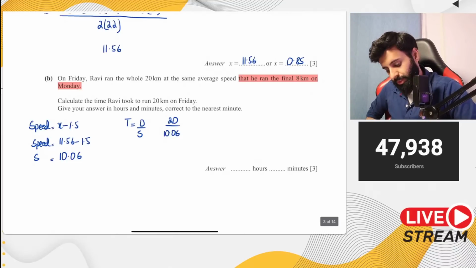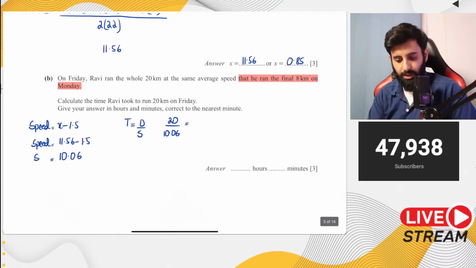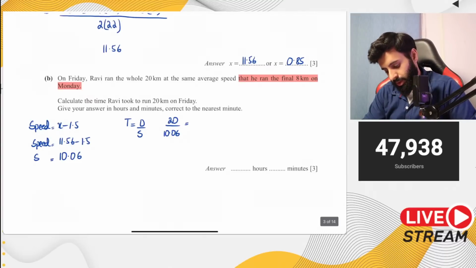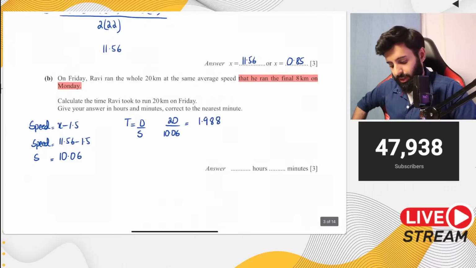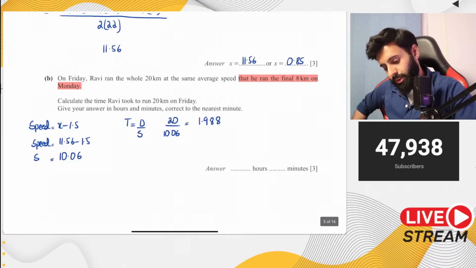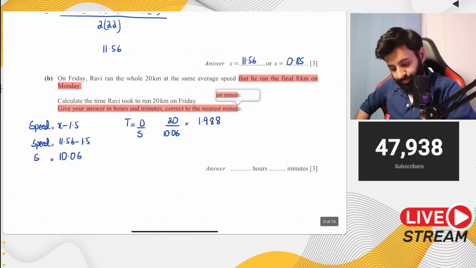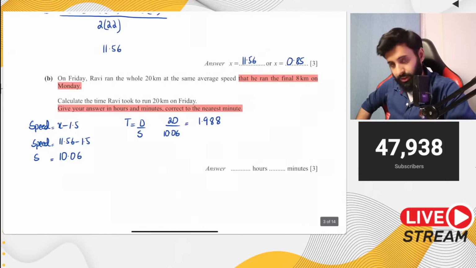If you work this out, here's what we get. 20 divided by 10.06, so that's equal to 1.988. Now don't leave your answer over here, because if you read the question, it says give your answer in hours and minutes correct to the nearest minute.